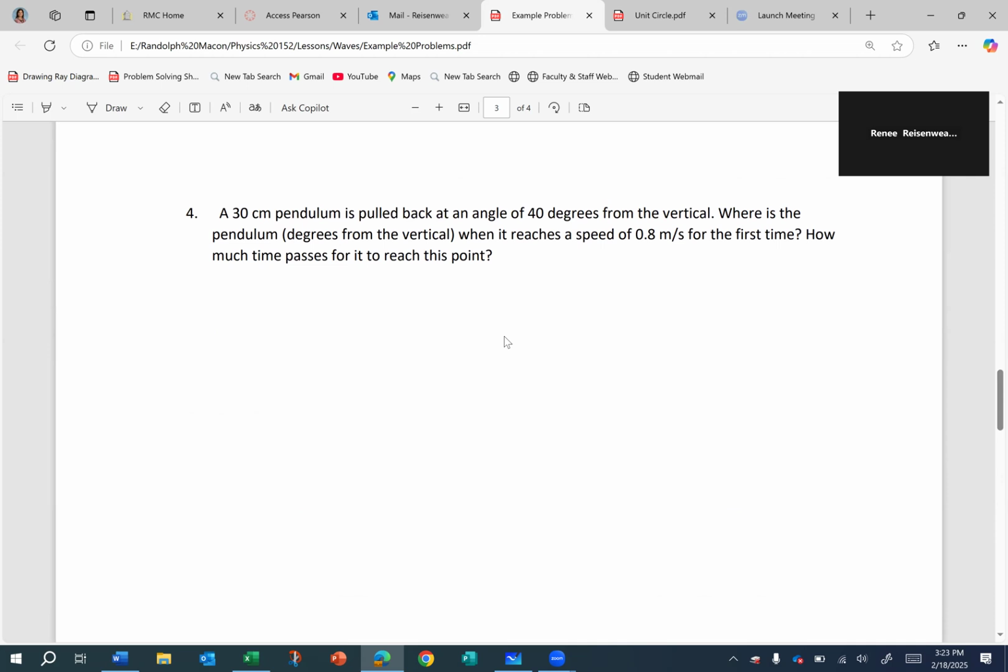So for us to be able to solve this problem, we want to develop the wave equation that would be necessary to analyze this motion. So we are going to take a look at that, right? In our wave equation, we have the position of the object as a function of time is equal to the amplitude cosine of angular frequency times time plus the phase constant. So what we want to do first is develop a value for each one of those variables that are in the wave equation.